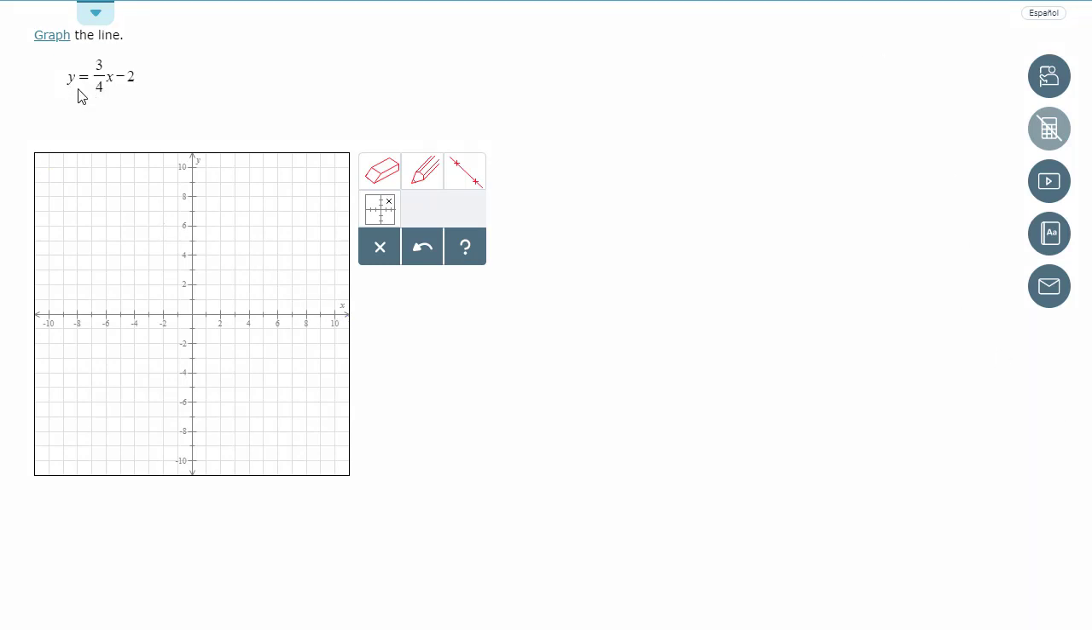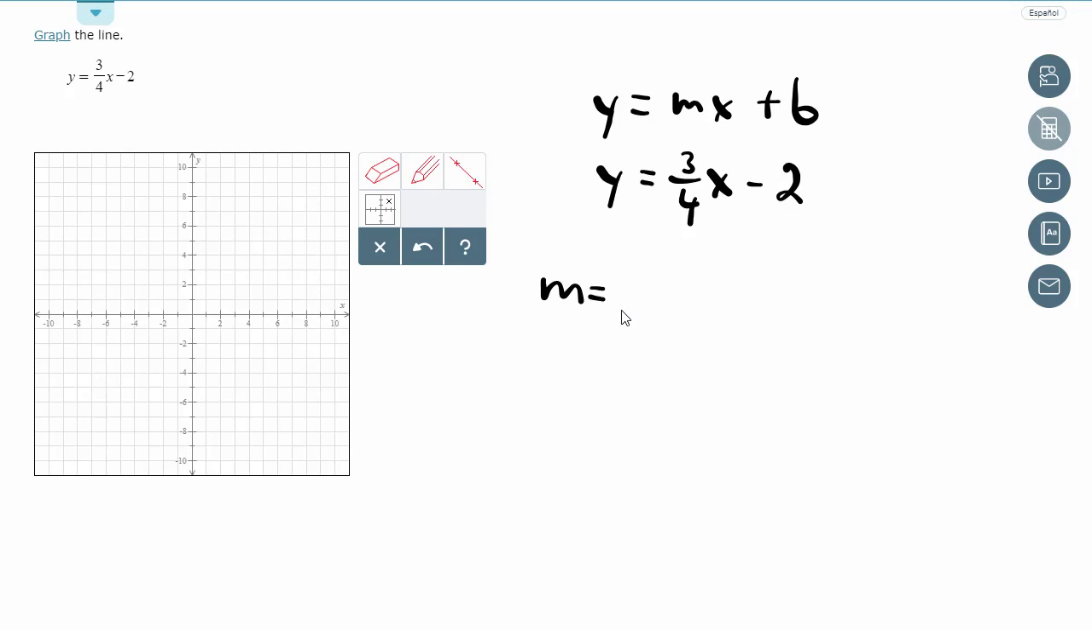Let's look at another example. y equals 3/4 x minus 2. I'm going to write down y equals mx plus b, and then write the other equation right underneath it, 3/4 x minus 2, and I'm going to identify my slope, which in this case is positive 3/4. I'm going to identify the movement. So this top number tells me to move up 3. The bottom number tells me to move right 4.